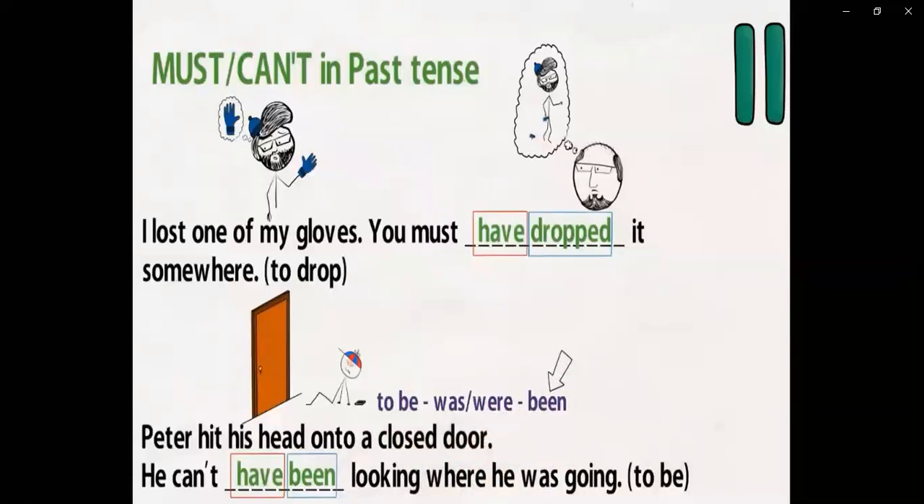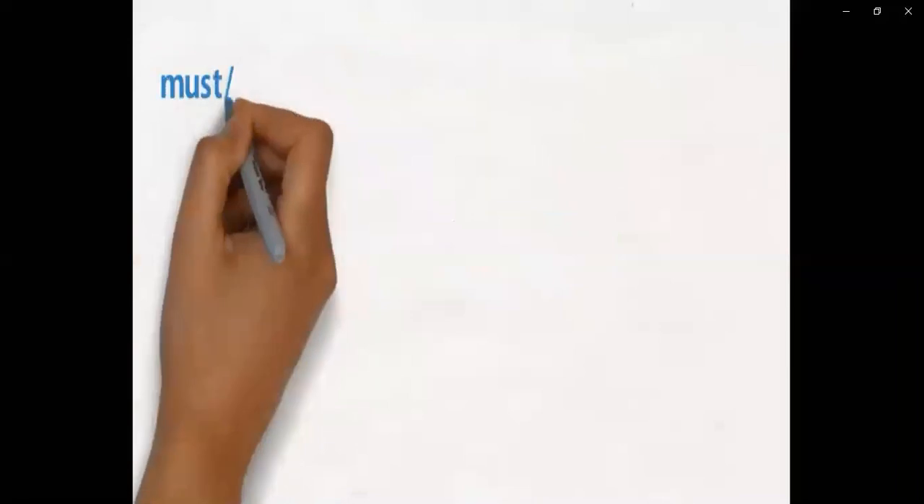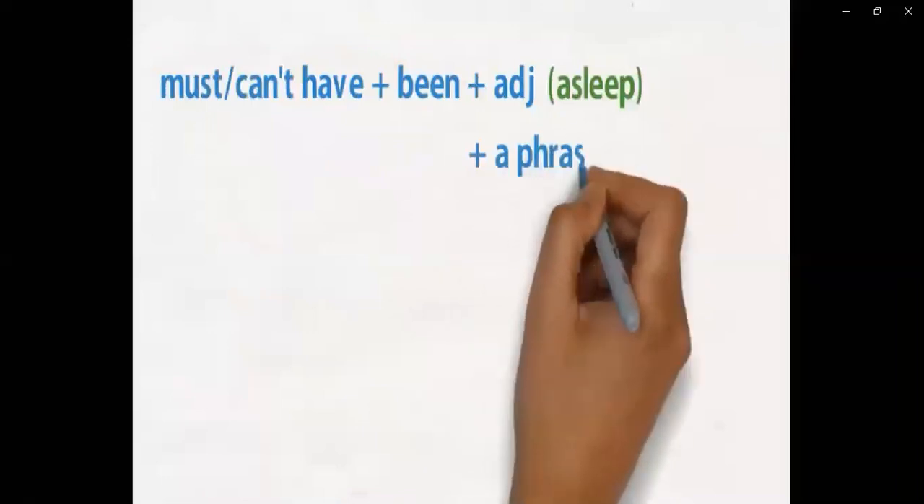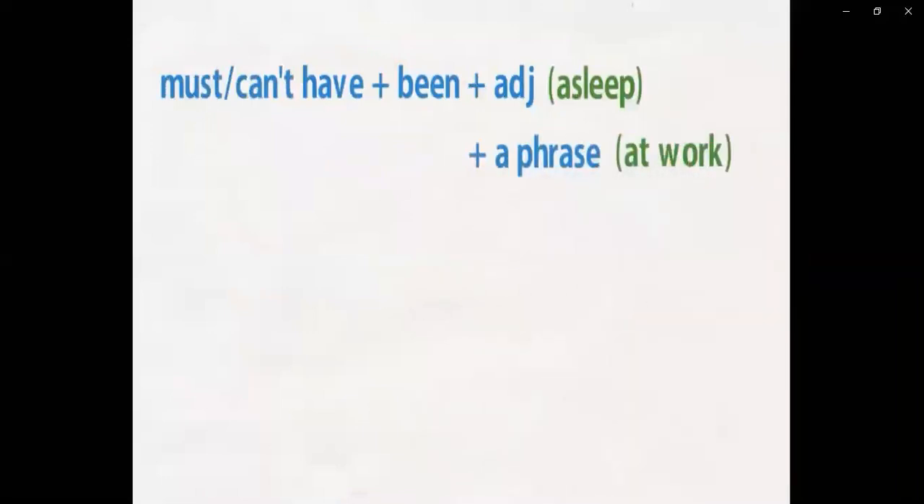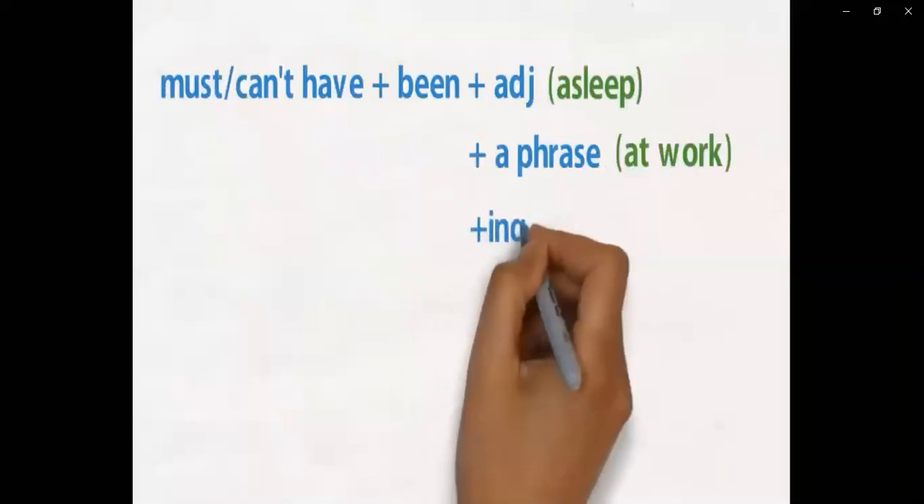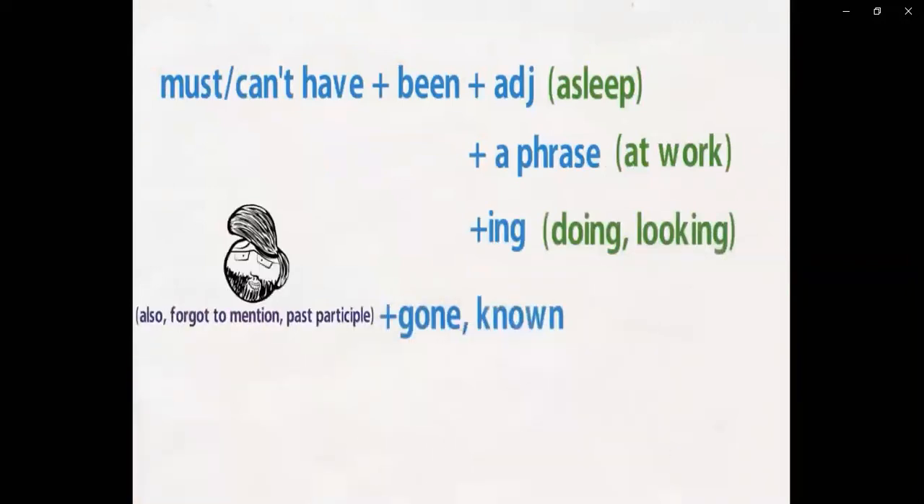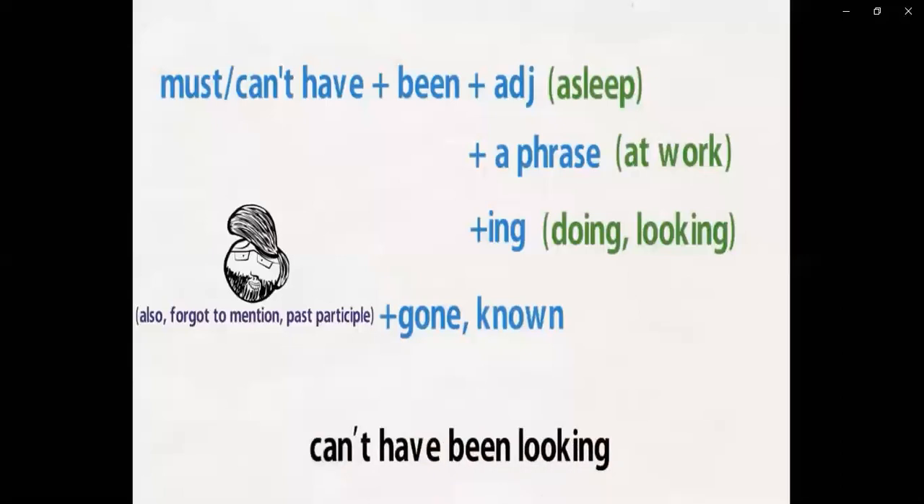Of course, these examples are not the only ways you can follow modal verbs can't and must. They can be followed by been plus an adjective like asleep, or a phrase like at work, or been plus ing like doing or looking, etc. And if you think the second example with can have been looking was too awkward to say, you can always substitute can't with couldn't have. And there you go. Now you know some slightly more advanced ways of using can't and must.